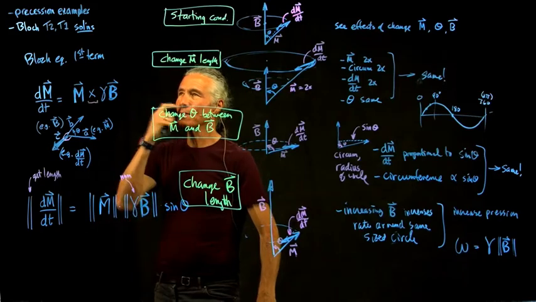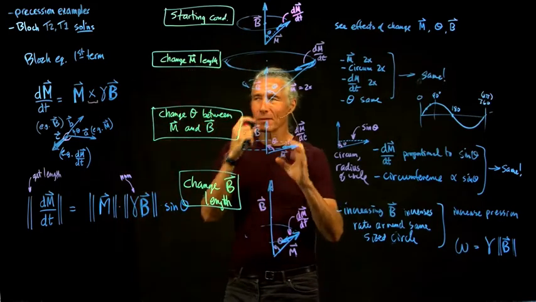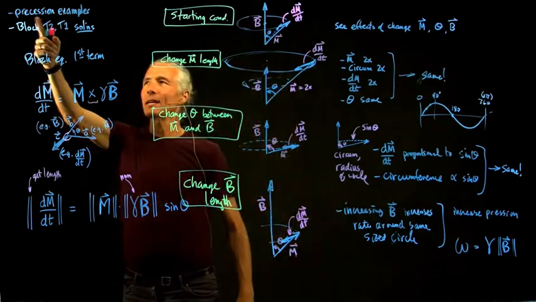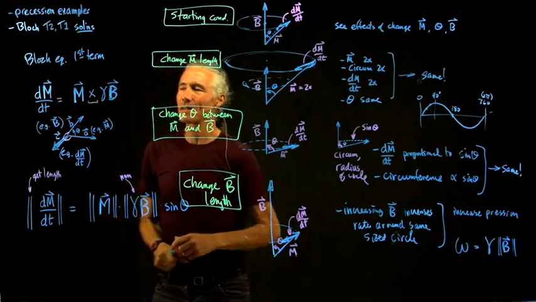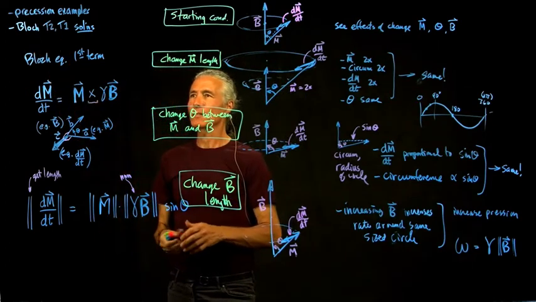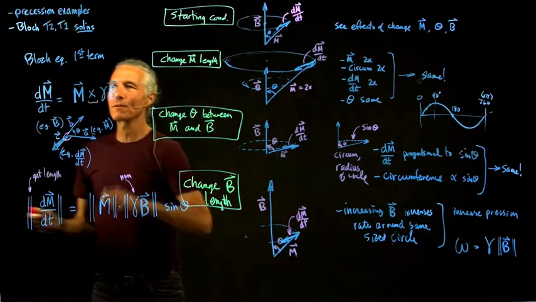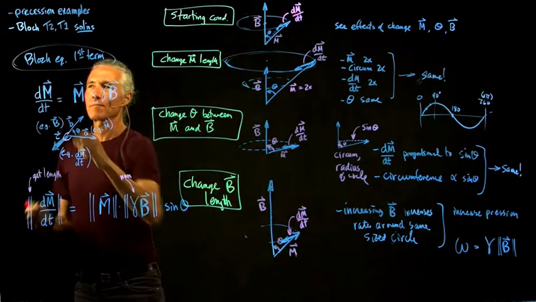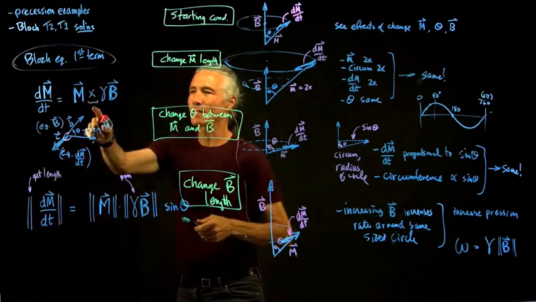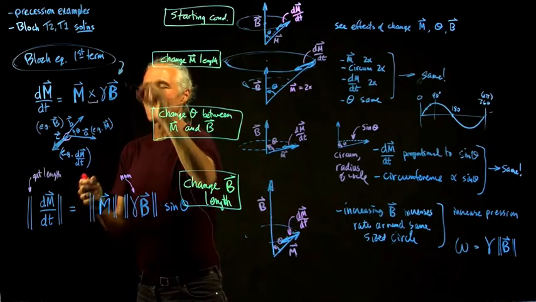Okay, so just to back up, what's the main point here? We're just looking at how these different things affect precession. So this is the first term of the Bloch equation. How does the first term of the Bloch equation work?